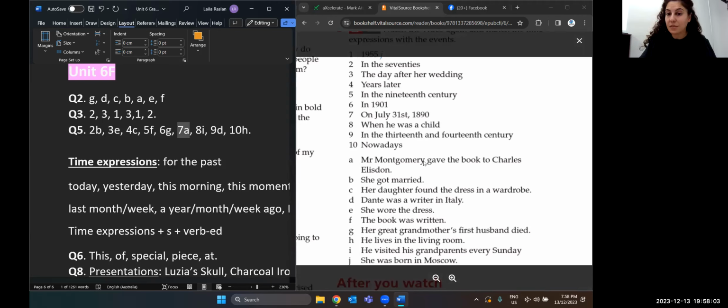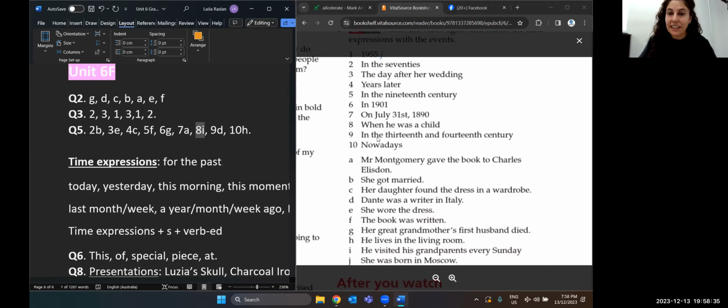A, yeah, Mr. Montgomery gave the book to Charles Elliston. Yep. So gave comes from the verb to give. When you give someone, I give you something. When he was a child, he visited. Yeah, he visited. So that comes from the verb to visit. It's regular, we put an ED. He visited his grandparents every Sunday.